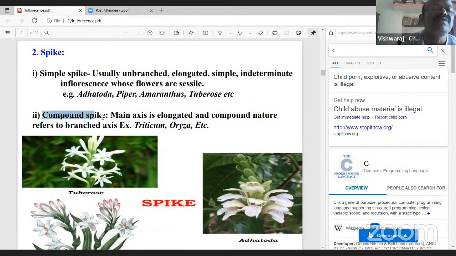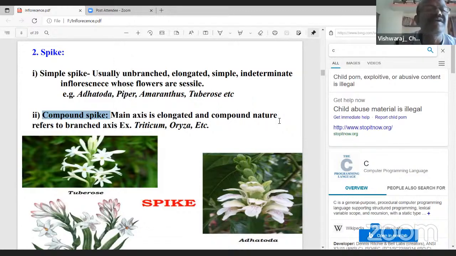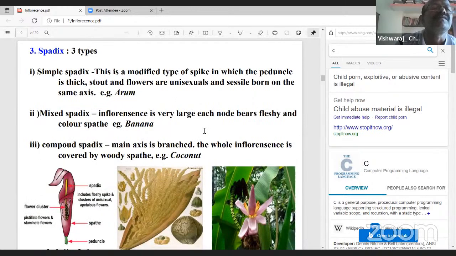Then compound spike: the main axis is elongated and compound in nature, bearing branches. Examples are Triticum, Oryza, rice; wheat is a compound spike.